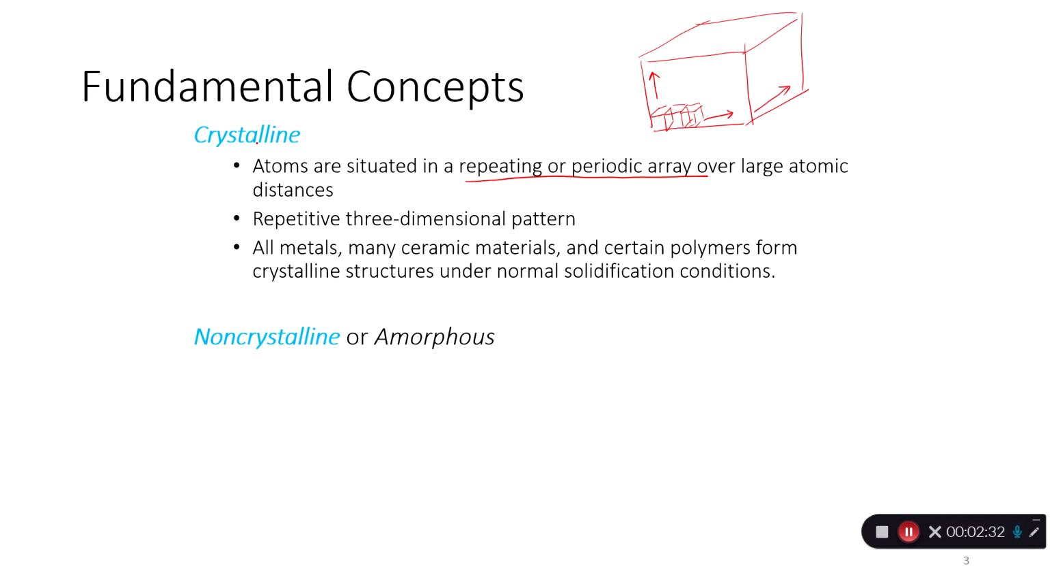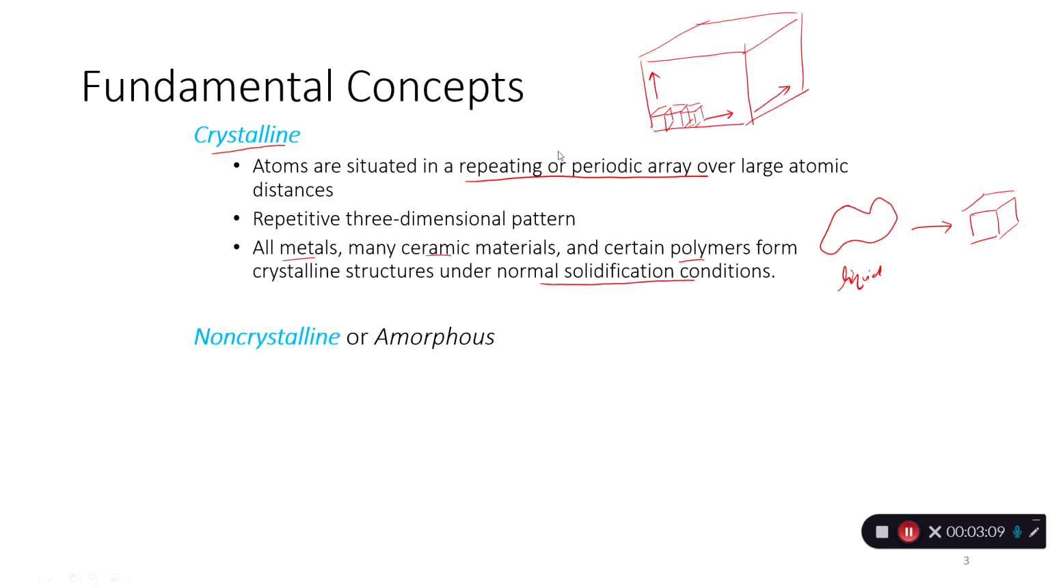So what materials will have crystalline structure? All metals, many ceramics, and some polymers, okay, will have this crystalline structure under normal solidification conditions. So what happens is, first you have the liquid metal. Before they form these blocks of solid material, they go through this solidification process. Actually, we're going to see that in chapter 4. Okay, so they go through this process and form the crystal structure.